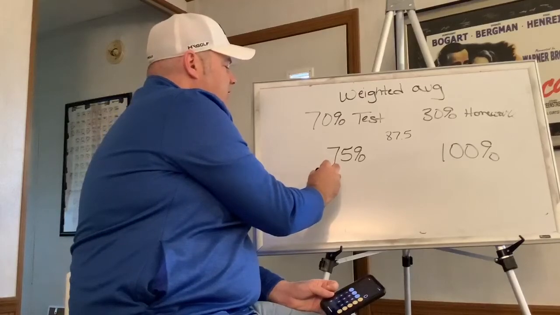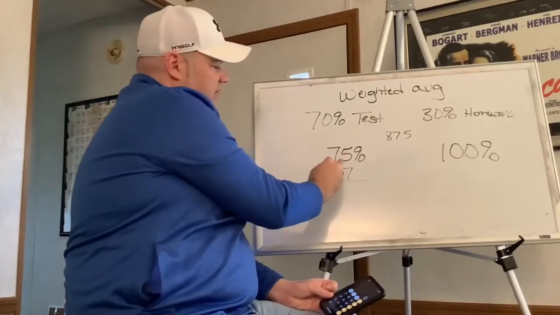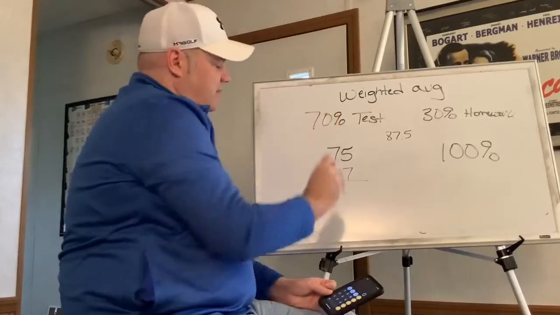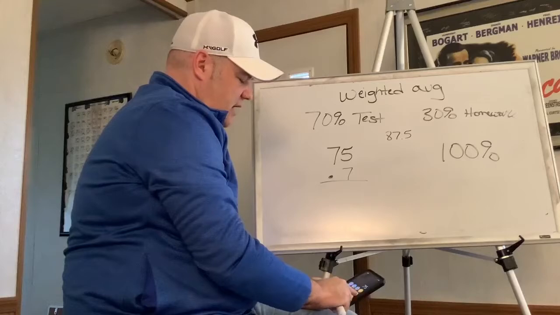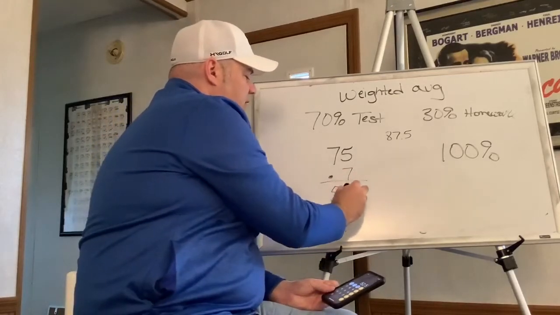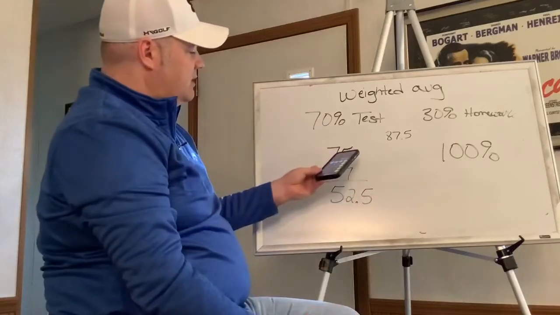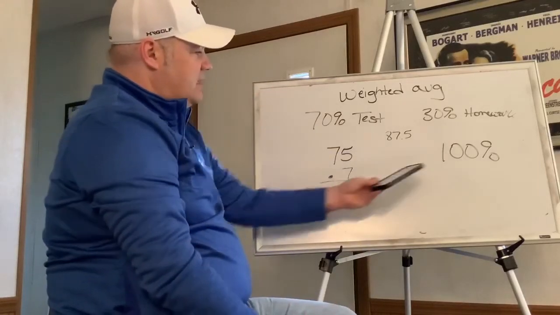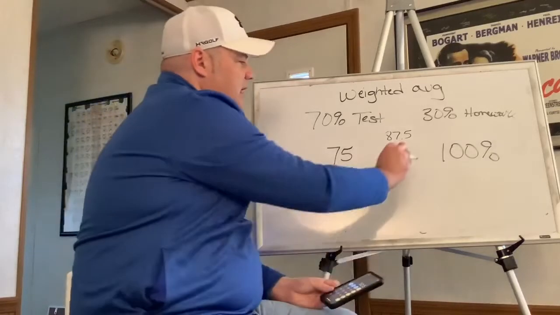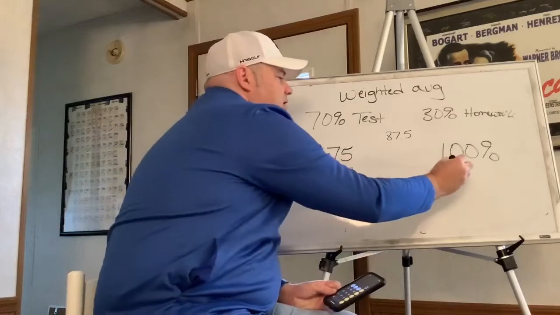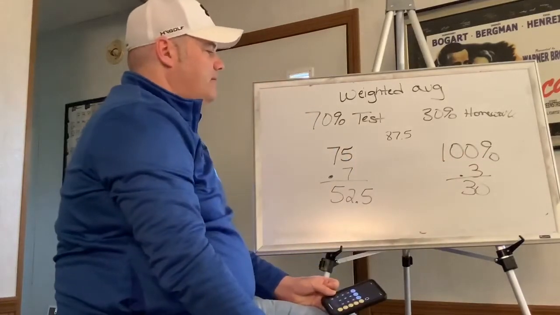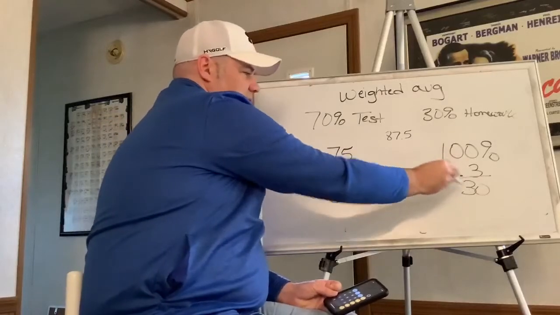So we're going to take 75% or 75, and multiply it times 0.7. Okay, 70%. So 75 times 0.7 comes out to 52.5. So in this scenario, if we had scored this on our test and did no homework, we would fail. We'd be at a 52.5. But then let's add in what you get for your homework. So we're going to take 100 times 0.3, and that comes out to 30.